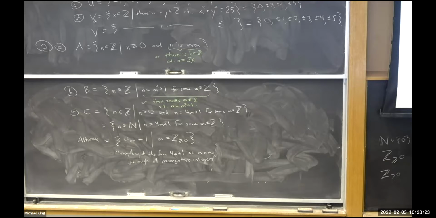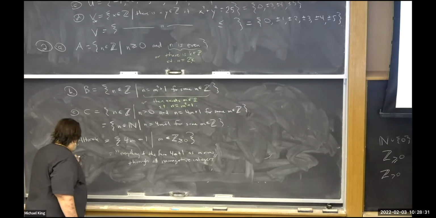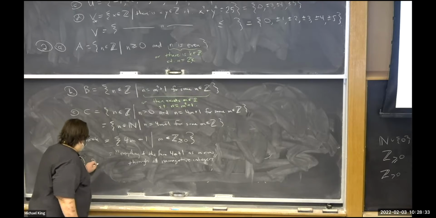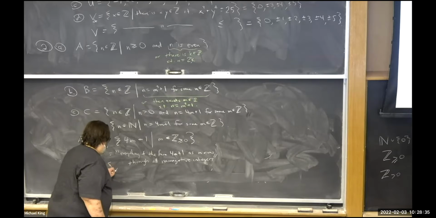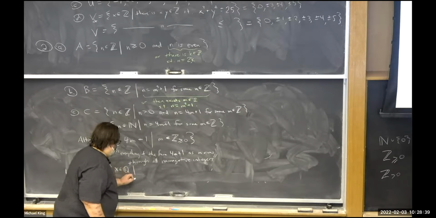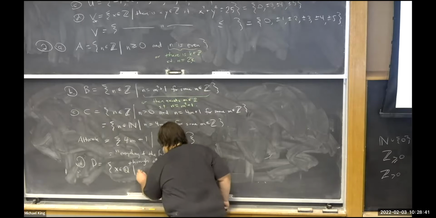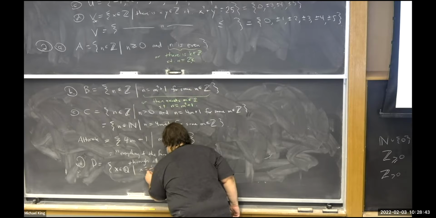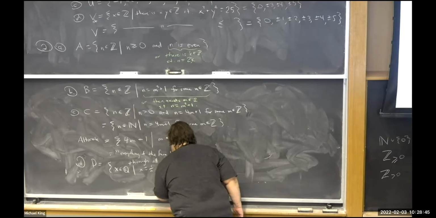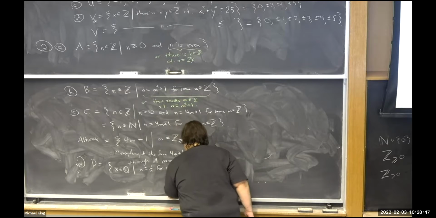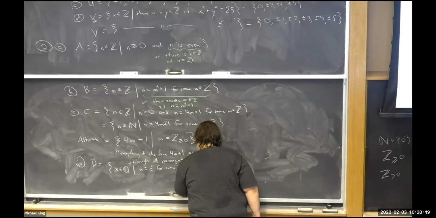Okay. Oh, and then D. I guess the only thing to say about D is that we have to say that we're in the rational numbers instead of in the integers. So D is the set. I'll use X now in Q, such that X is 1 over n for some n in the natural numbers. Is that right?